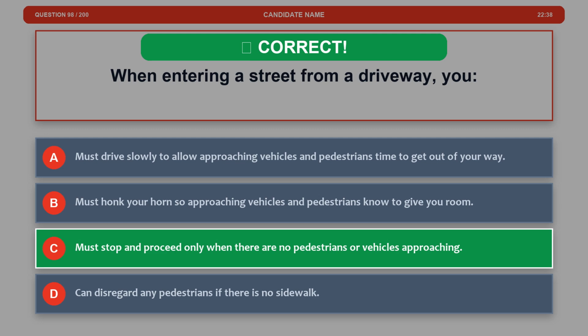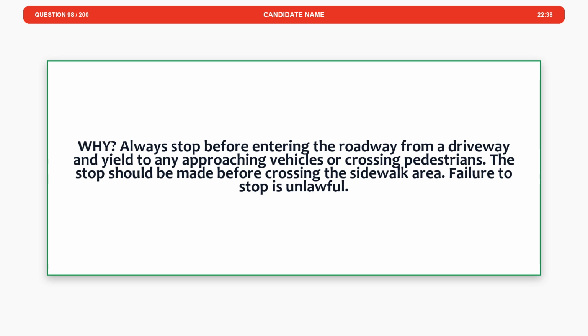The correct answer is option C, must stop and proceed only when there are no pedestrians or vehicles approaching. Explanation. Always stop before entering the roadway from a driveway and yield to any approaching vehicles or crossing pedestrians. The stop should be made before crossing the sidewalk area. Failure to stop is unlawful.